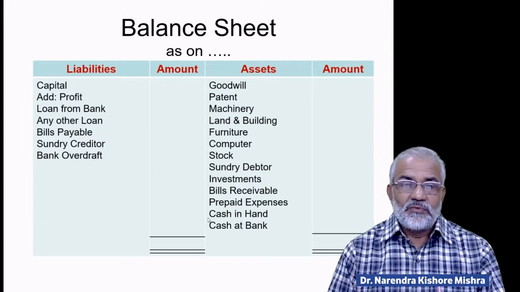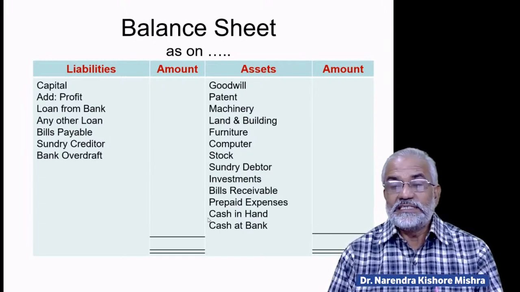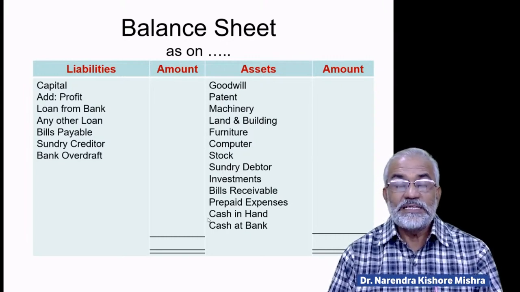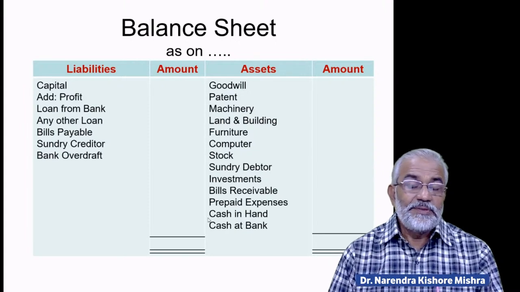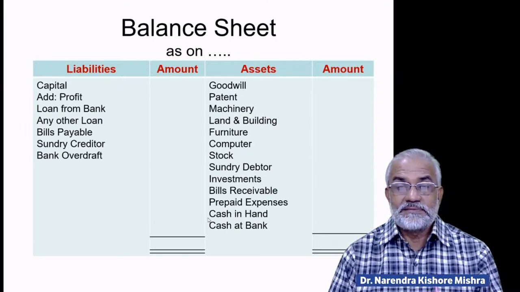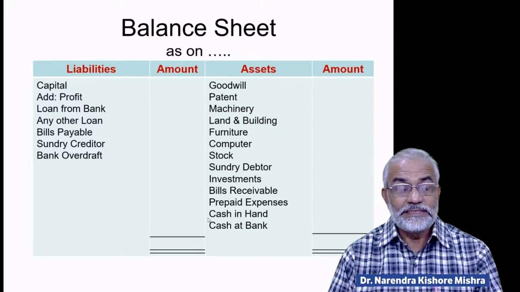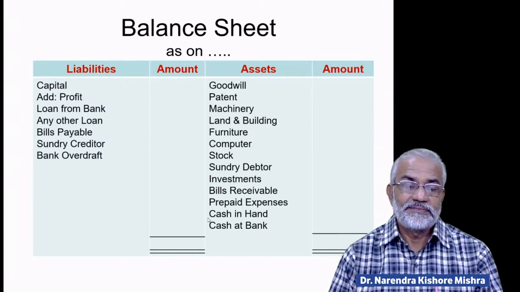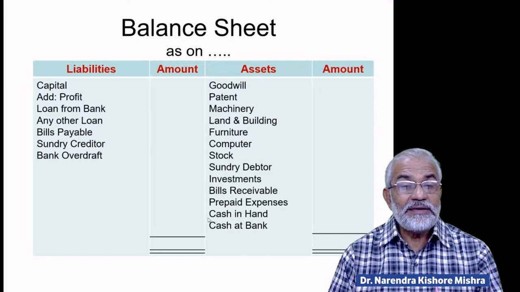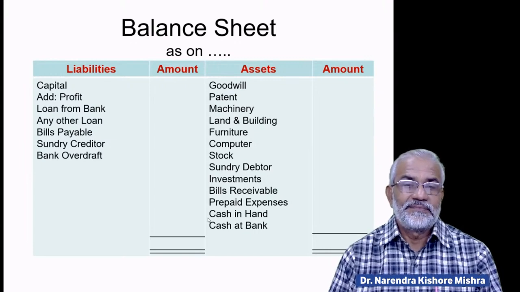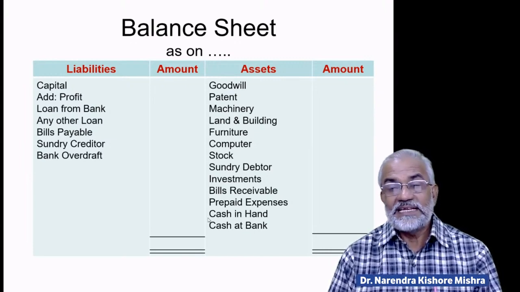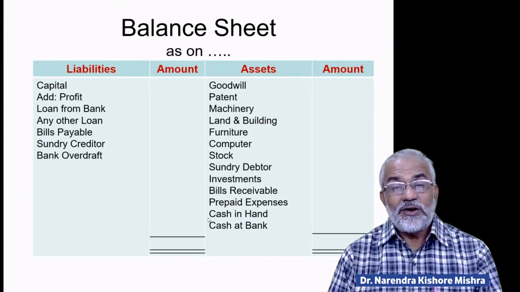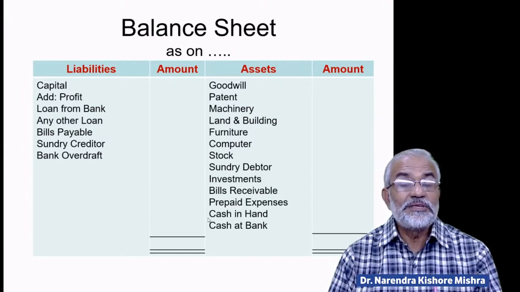There are 2 orders. One is on the basis of liquidity and the second is on the basis of permanence. If the balance sheet is prepared on the basis of permanence, then the most long-term liability would be the first item on the liability side of the balance sheet. And the last item on the liability side would be the most short-term liability. So also in the case of the asset side. When the balance sheet is prepared on the basis of permanence, then the most long-term asset would be the first item on the asset side of the balance sheet.